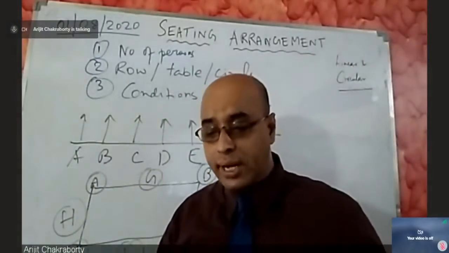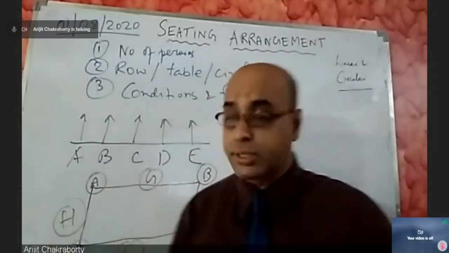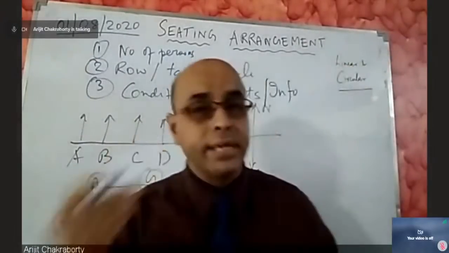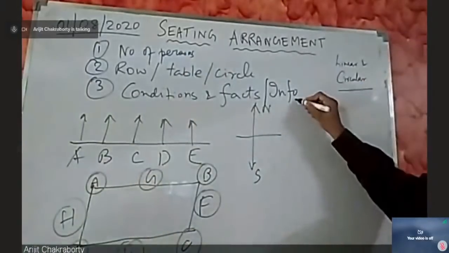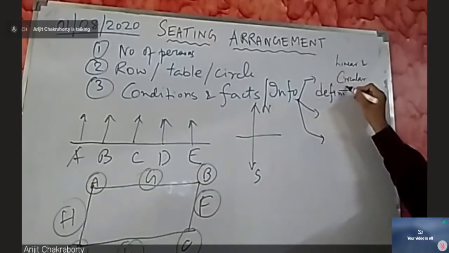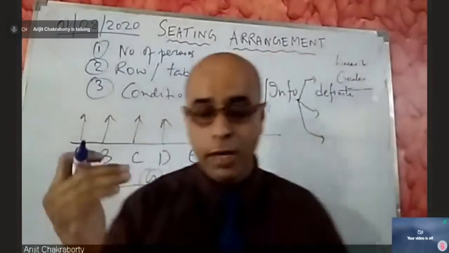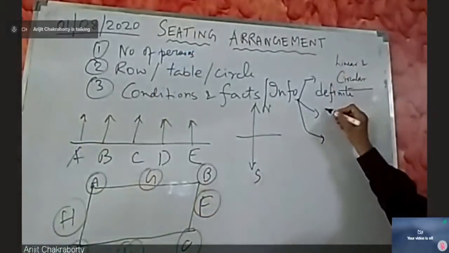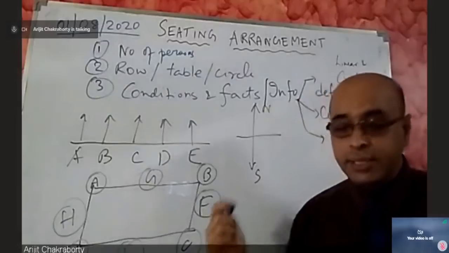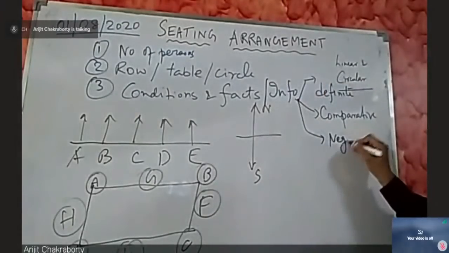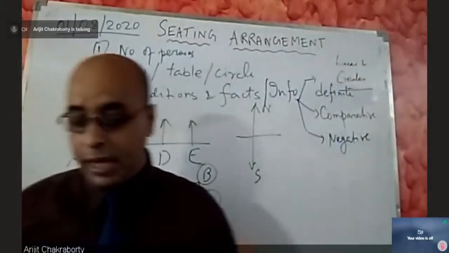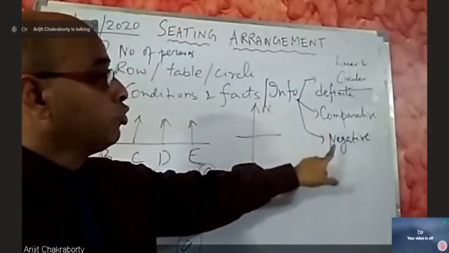Now, dear students, facts can be, I will say, facts or information. Now, the information can be of 3 types. So first, I will say, first type of information is what we call definite information. I will explain what is definite. Second, please note, is comparative information. And the third one is what is called negative information. So you might be having definite information, you might be having comparative information, and you may be having negative information.